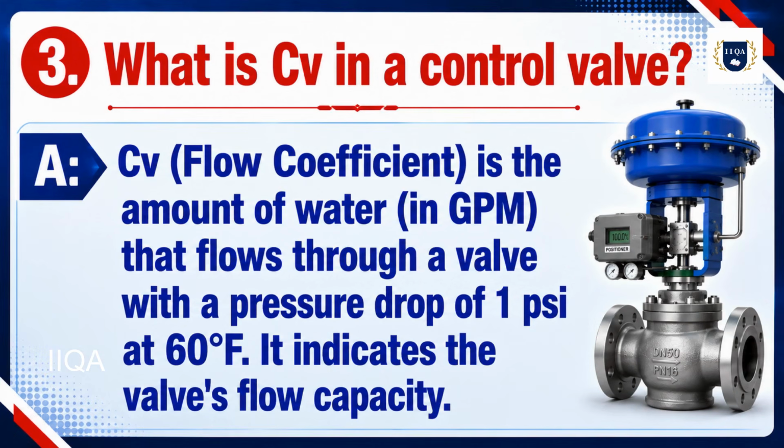3. What is CV in a control valve? CV, or flow coefficient, is the amount of water, measured in gallons per minute, that can flow through a valve when the pressure drop across the valve is 1 psi at a water temperature of 60 degrees Fahrenheit. It indicates the flow capacity of the valve.